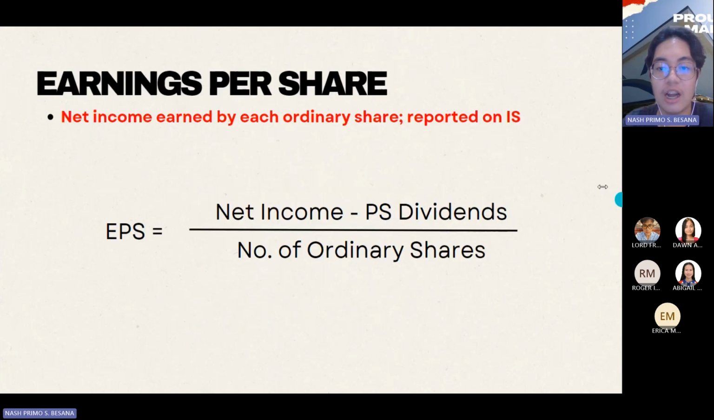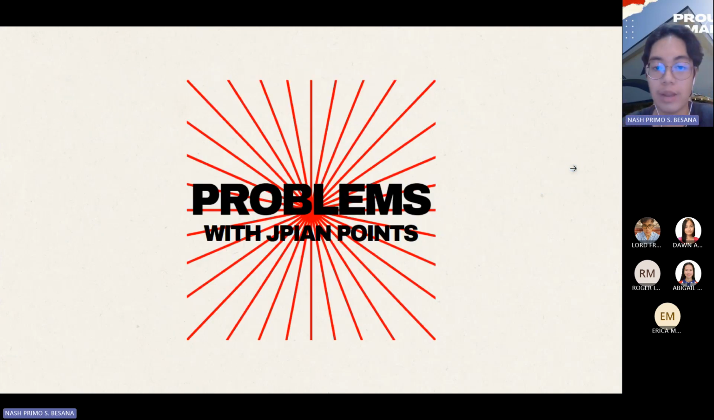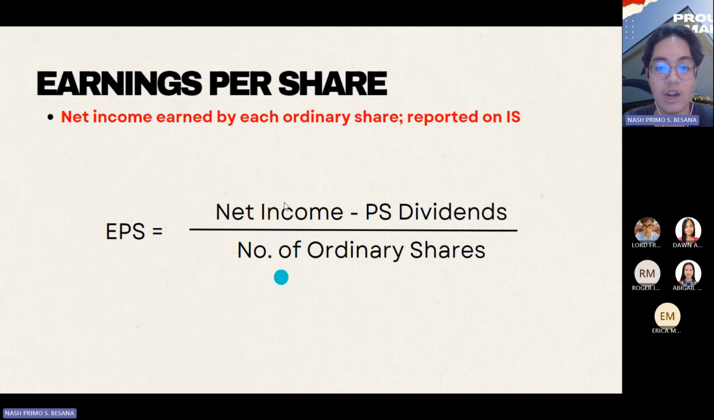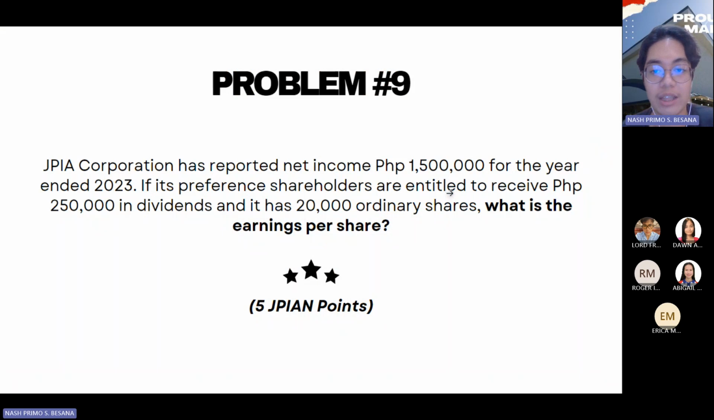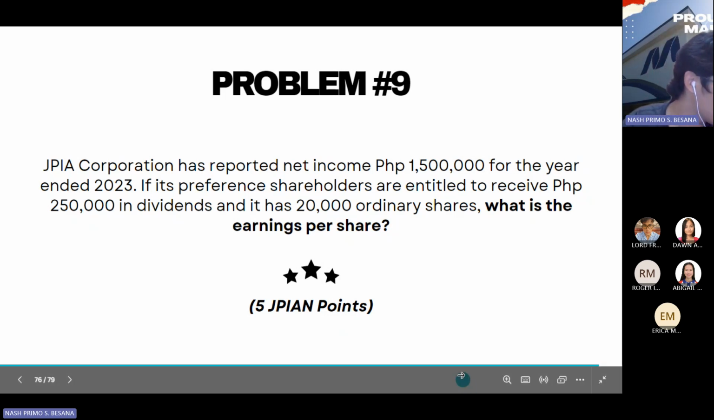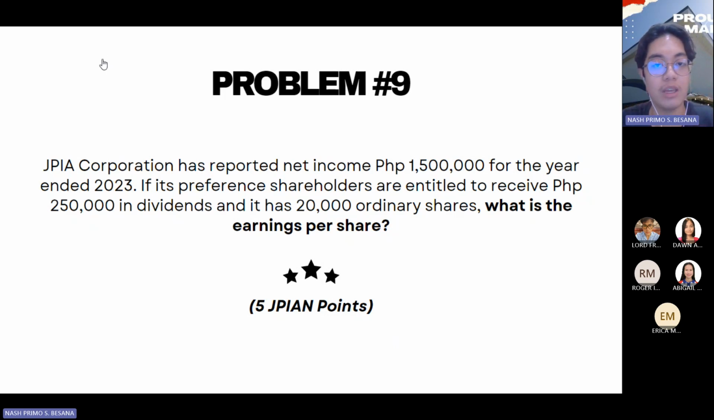So yun, since simple lang siya, let us have our last set of problems with JPN points again with regards to this one. So kindly remember the formula, madali lang naman. Income minus dividends divided by ordinary shares. JPIA Corporation has reported net income 1,500,000 for the year ended 2023. If its preference shareholders are entitled to receive 250,000 in dividends and it has 20,000 ordinary shares, what is the earnings per share? So let us come back ng 5 minutes, 11:31. And then if meron na din namang sagot, you can also chat me in private message sa Teams or raise your hand. Thank you.